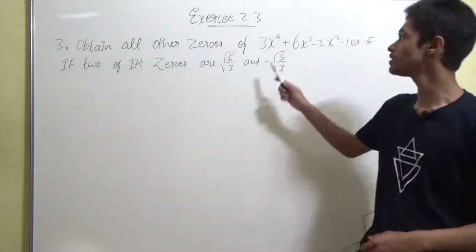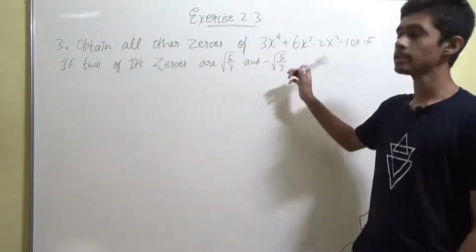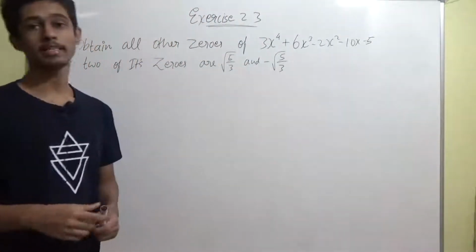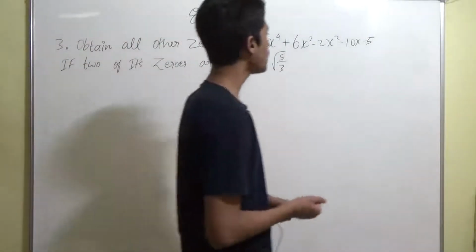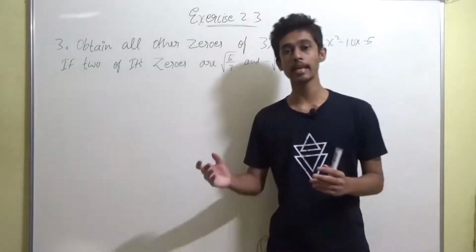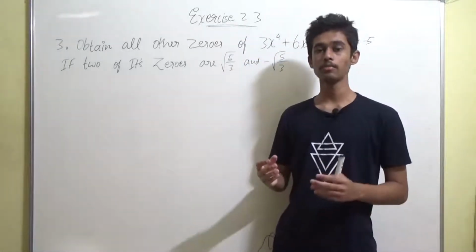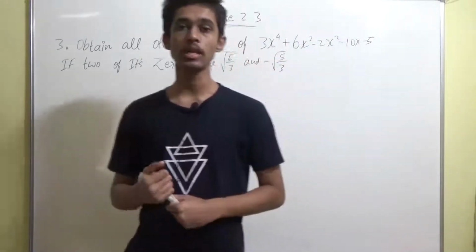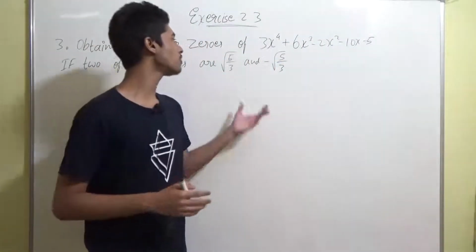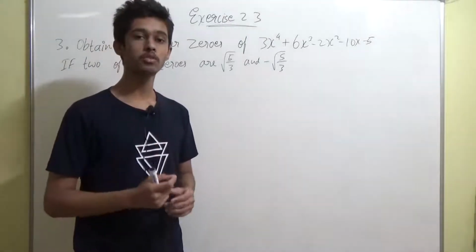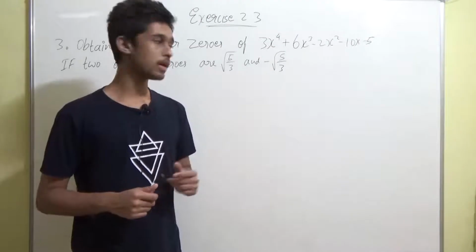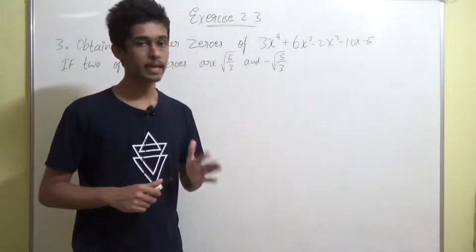Basically they have given us the polynomial 3x^4 + 6x^3 - 2x^2 - 10x - 5, and they have not given us the second polynomial from which we can divide it. Instead they have given the two zeros. In such cases, first we have to find the polynomial g(x), that is the divisor. We will find that using the zeros of the polynomial, right guys?